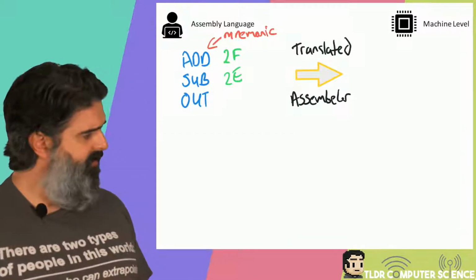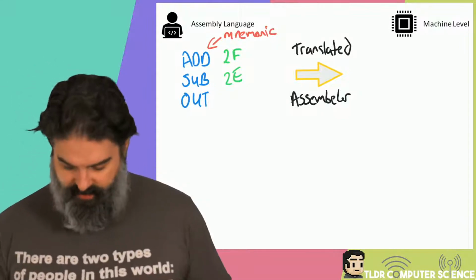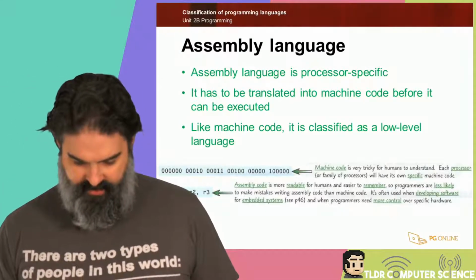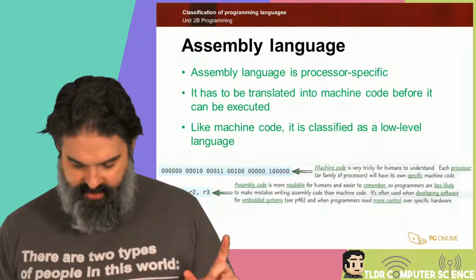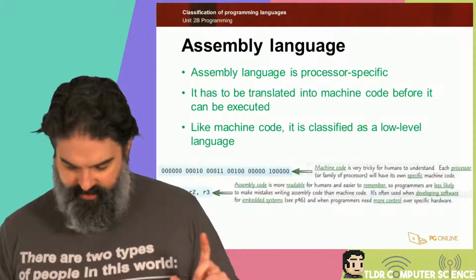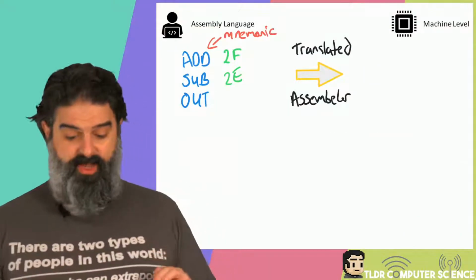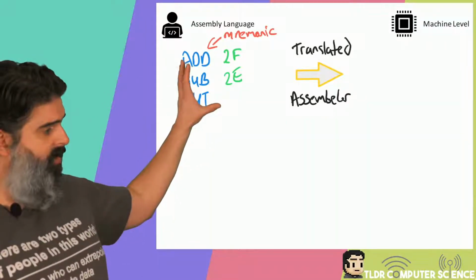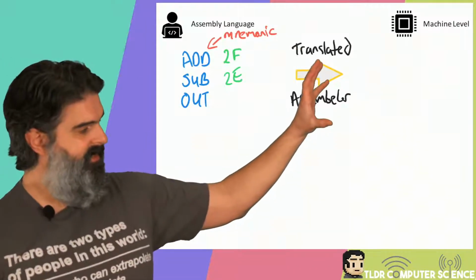I think I've spelled that wrong. We'll come back to it. In fact, assembly code is more readable. I think it's got an O in it. Right, I'll come back on that. So it's going to take this code and then translate it to machine code.